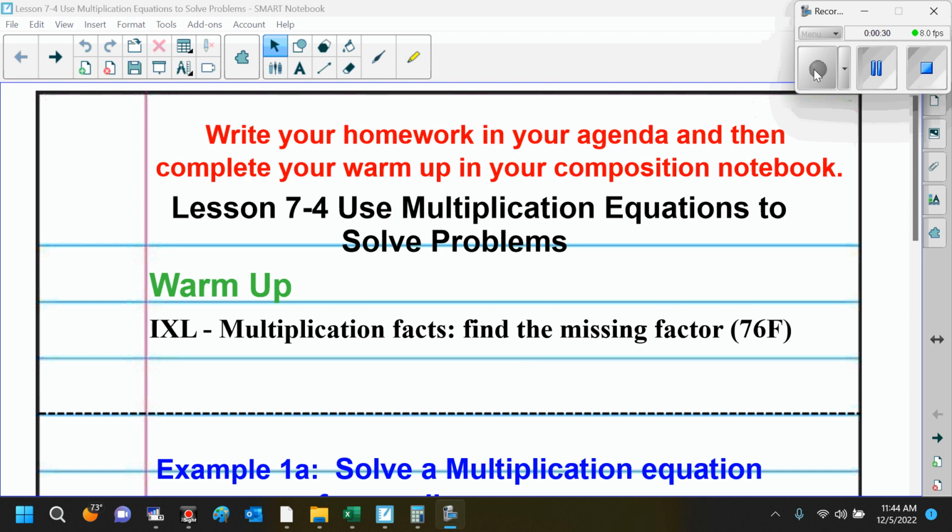What were you doing for that multiplication equation to get the answer? Very good. So, in order to get the answer to solve a multiplication equation, you're going to divide, which is what you did on the warm-up.